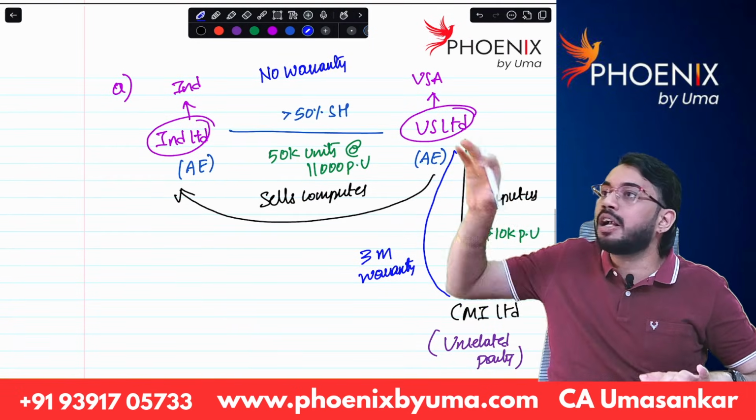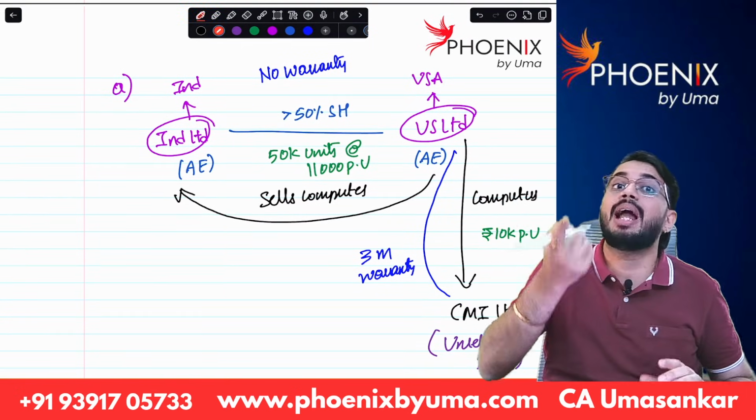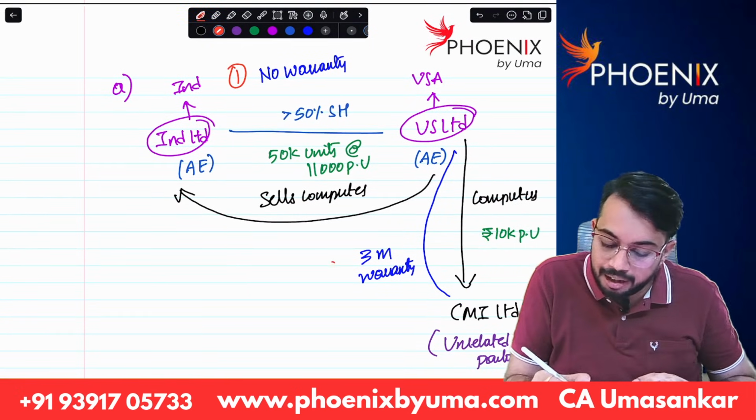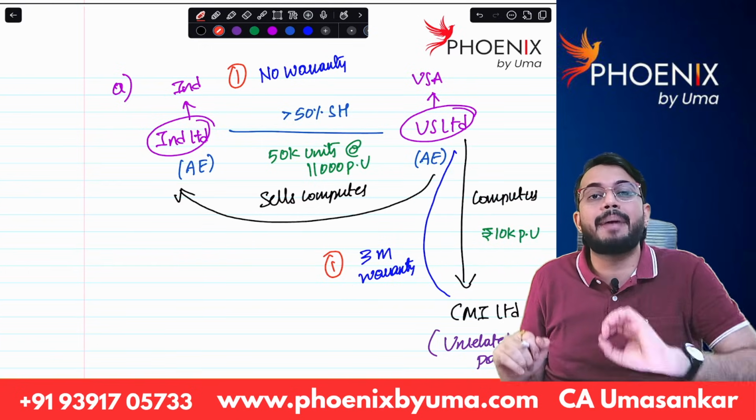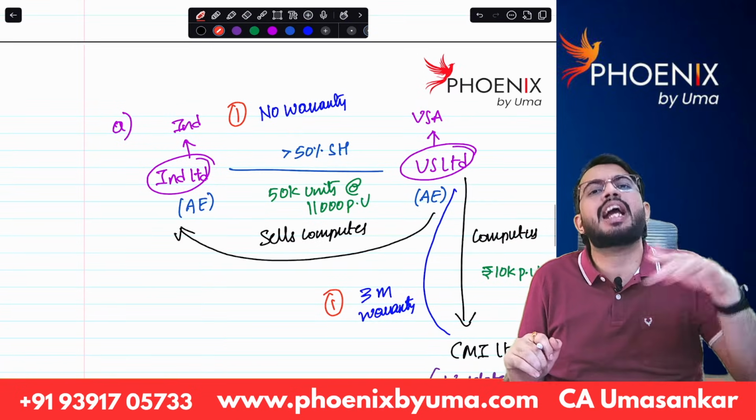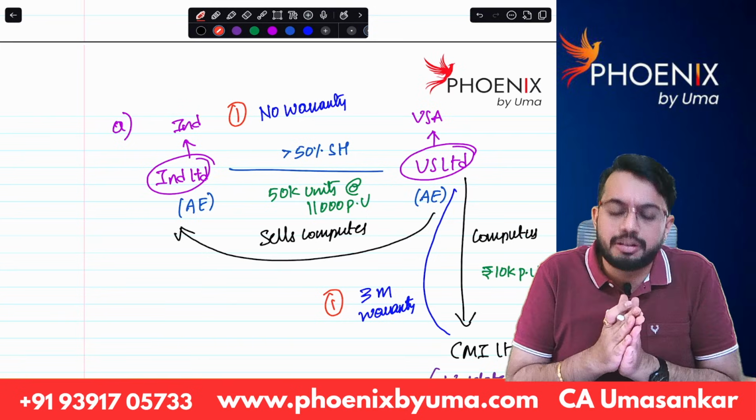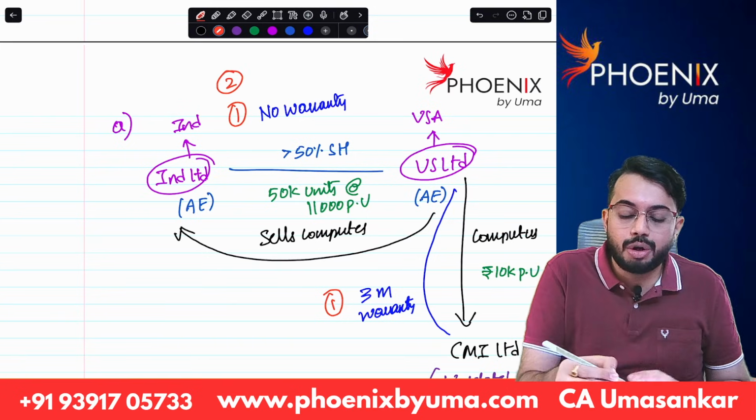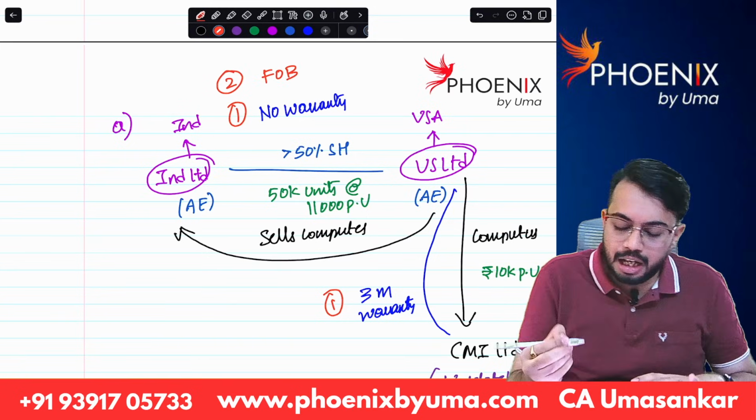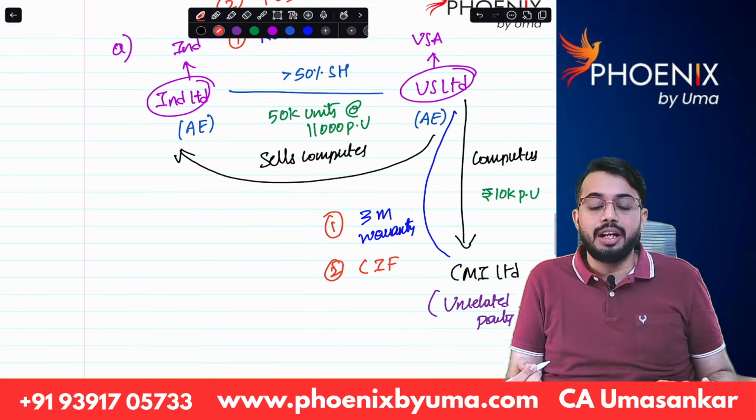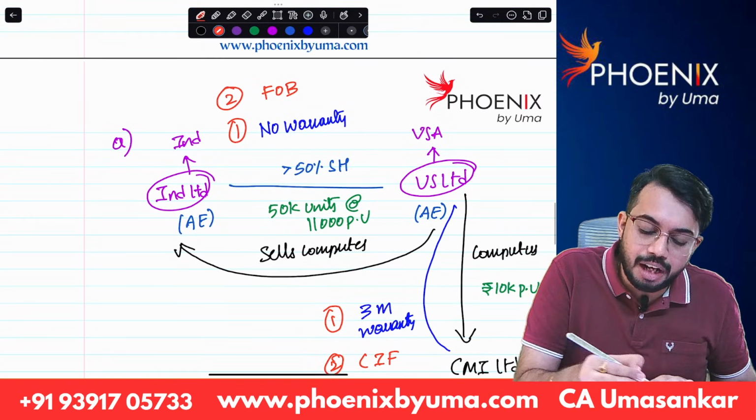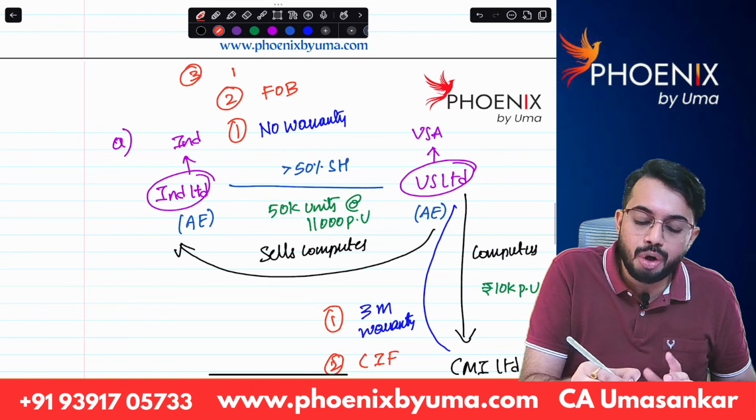So, if you plot information like this, you give numbering: functional difference 1. For the associated enterprise, no warranty. For the unrelated party, 3 months warranty. A second functional difference will also be there in the question. Let's say goods are sold on FOB basis for one, and here goods are sold on CIF basis. Okay, next. A third functional difference will also be there. There is no credit period.